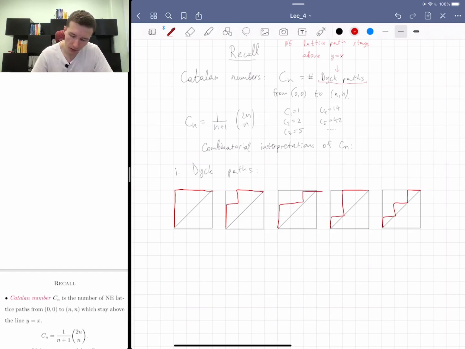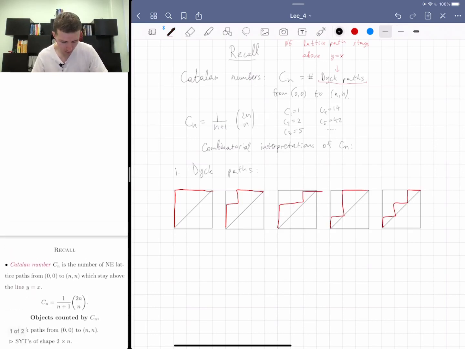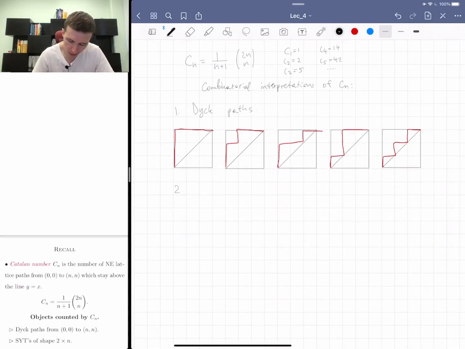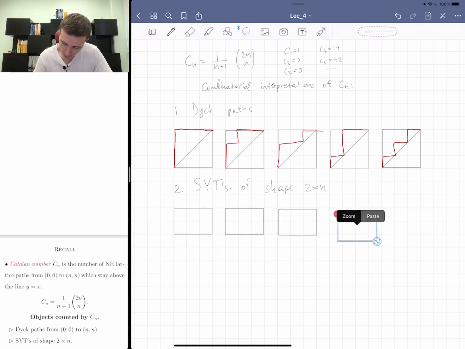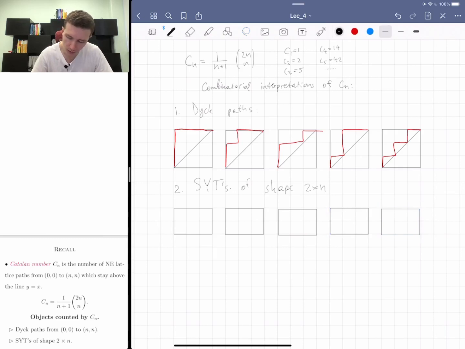The next interpretation, which was also mentioned last time, is the standard Young tableaux of shape which fit inside a 2 by n rectangle. Again, I drew these last time, but just to remind you, 1, 2, 3, 4, 5. I'm just going to put increasing numbers into these.